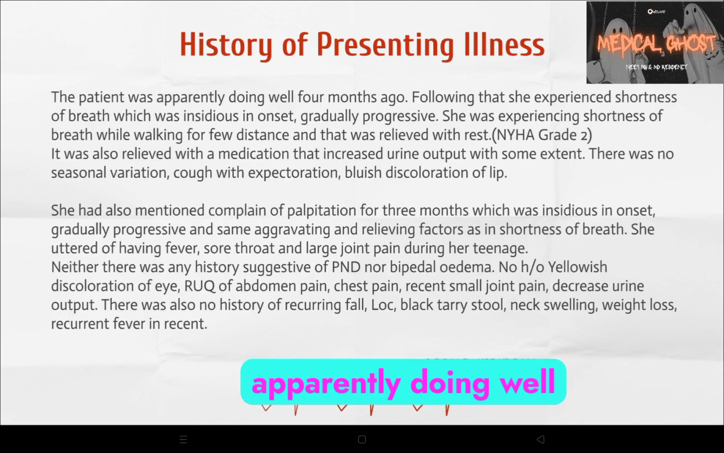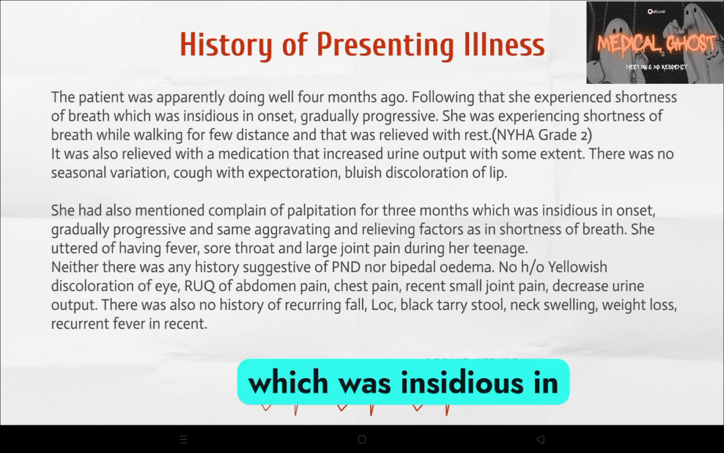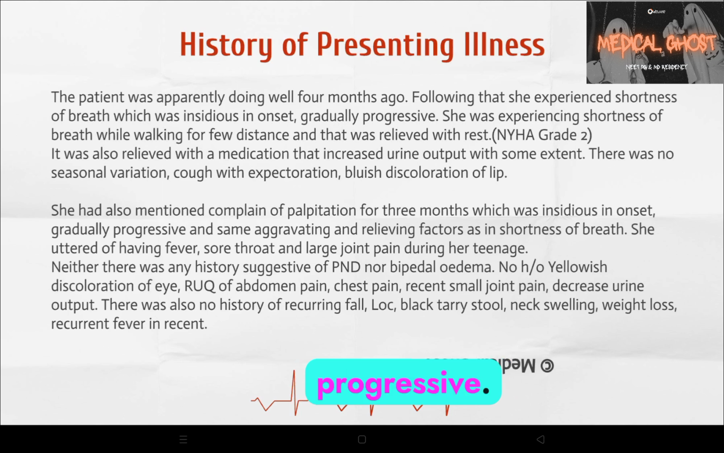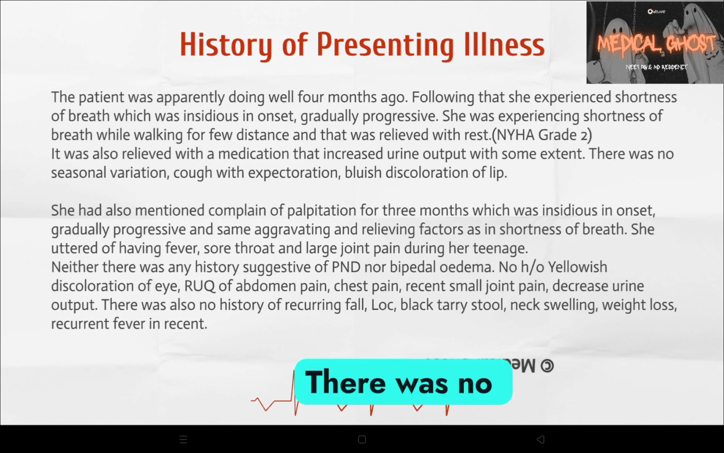The patient was apparently doing well 4 months ago. Following that, she experienced shortness of breath, which was insidious in onset and gradually progressive. She was experiencing shortness of breath while walking a short distance, and that was relieved with rest. So it is NYHA grade 2. It was also relieved to some extent with a medication that increased urine output. There was no seasonal variation, cough with expectoration, or bluish discoloration of lip.